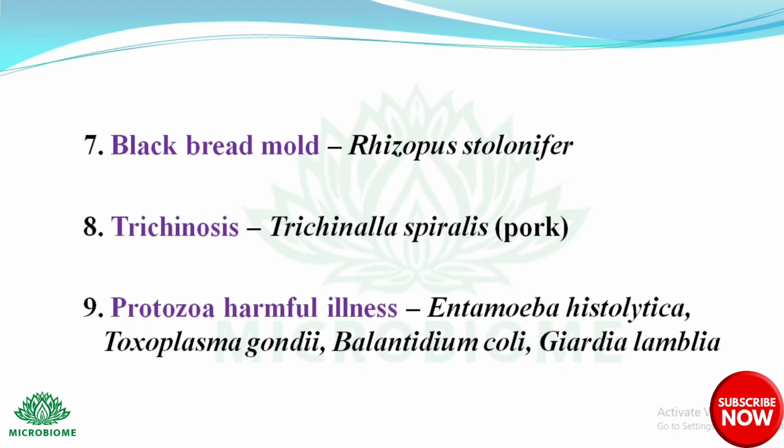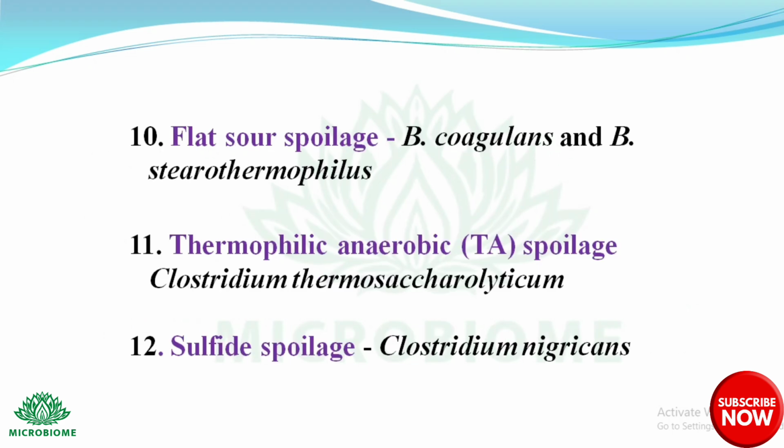And next, black bread mold: Rhizopus stolonifer. Trichinosis: Trichinella spiralis in pork. Protozoa causing harmful illness: Entamoeba histolytica, Toxoplasma gondii, Balantidium coli and Giardia lamblia. And next, flat sour spoilage is caused by Bacillus coagulans and Bacillus stearothermophilus.